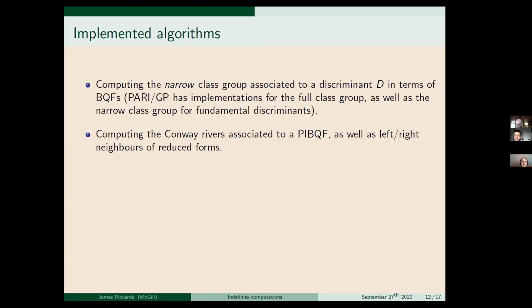So there's this. I haven't really specifically mentioned it, but most of my work has been with indefinite forms and indefinite algebras. So there's a lot of stuff to do with indefinite quadratic forms. There's not just a unique reduced form, but a unique cycle of reduced forms, left and right neighbors. If you're familiar with what's called the Conway topograph, there's a lot of data for computing the Conway topograph, the Conway rivers, etc.